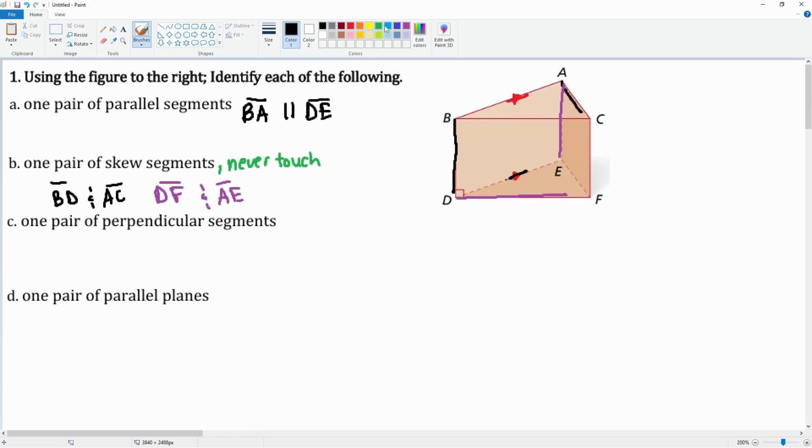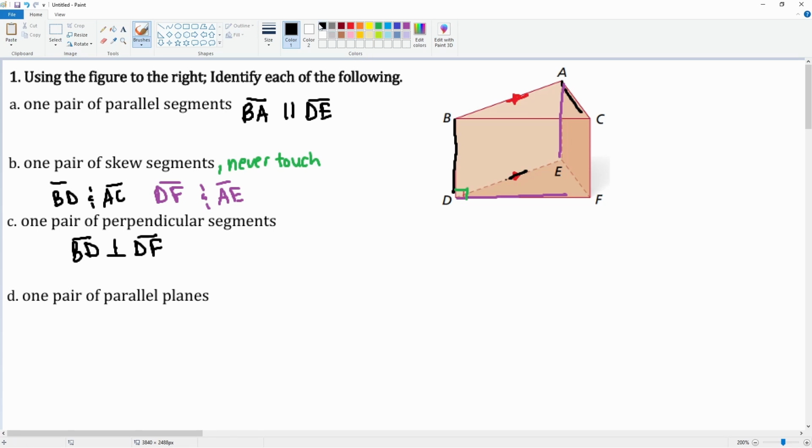Next, you want to have a pair that is perpendicular. Perpendicular is denoted by that square box. The segment that intersects that square box is segment BD, which is perpendicular to segment DF. Those are your perpendicular segments.